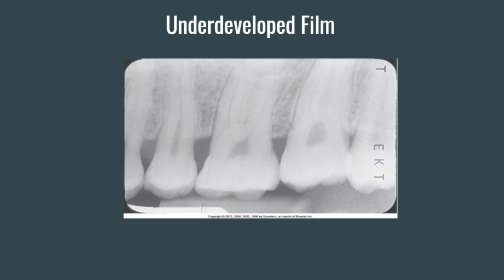And the first one we have is an underdeveloped film. So as you can see, an underdeveloped film is going to appear light, and it could have been caused by inadequate development time, hence the term underdeveloped. The developer solution could have been too cool, or it could have been in for an inaccurate time, or your developer solution is depleted. So you need to go ahead and replenish that developer solution.